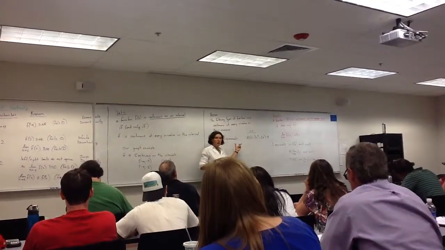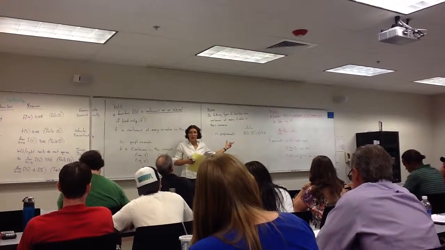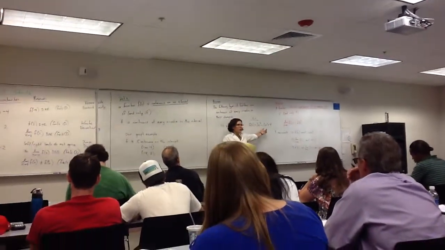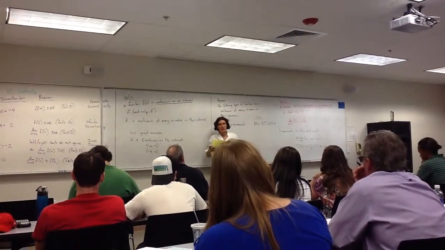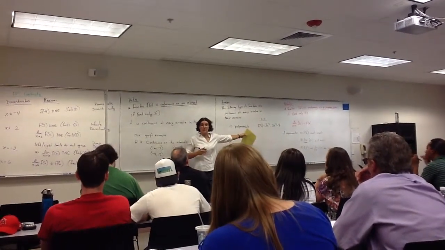So every polynomial, and by the way, the domain for any polynomial that you write down is all real numbers. And so every single polynomial that you ever write down is a function that is a continuous function on the interval from negative infinity up to positive infinity.